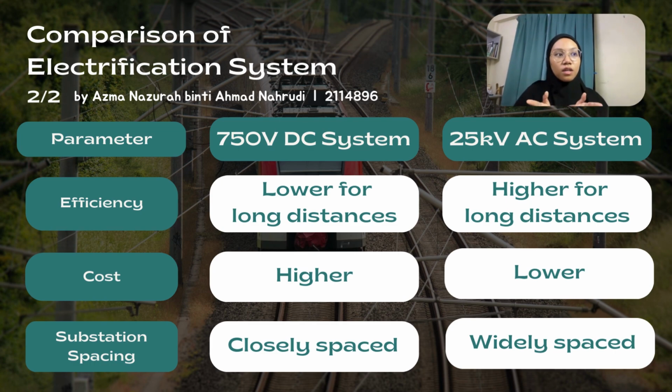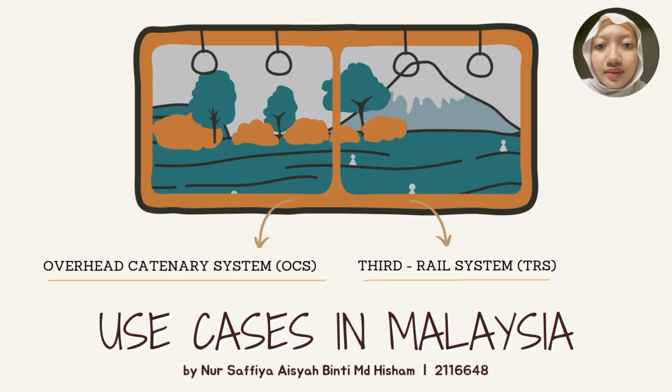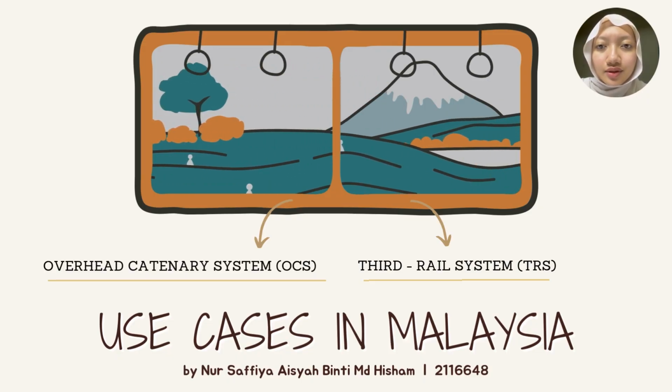Okay, the next one and the last one is the 25 kV system. The substations are widely spaced because 25 kV is very big, right? So the amount of losses is very low. That's why they can be widely spaced. Okay, that's all.